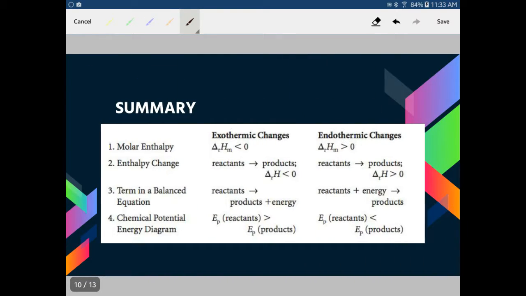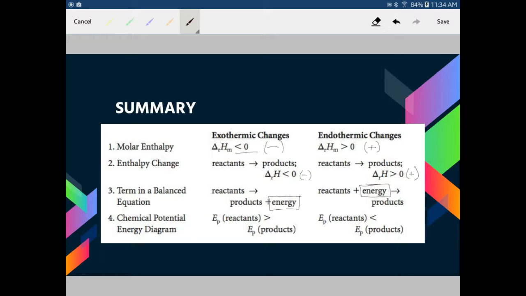Okay, so a summary. In an exothermic change, your molar enthalpy of reaction is going to be less than 0, a negative value. In an endothermic change, it's going to be greater than 0, a positive value. If your reactants go to your products and your enthalpy is less than 0, it's a negative value, and the other is a positive value. When we write this in a balanced equation, we write energy as a product when it's exothermic and energy as a reactant when it is endothermic.